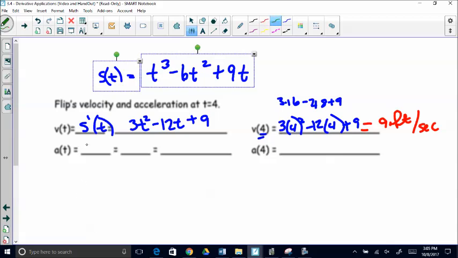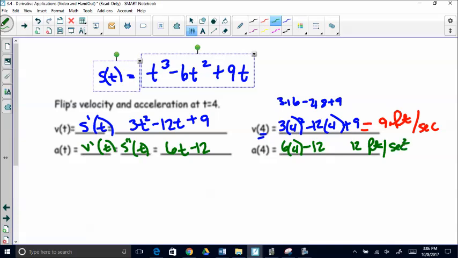Well, the acceleration function will also be easy. The acceleration is the derivative of velocity, which is the second derivative of the position. So we already know our velocity function. It's right here. If we find the derivative of that, we get 6t minus 12. And we can do this one easy. For 4, we have 6 times 4 minus 12, which gives us 12. We're doing this with respect to time, so 12 feet per second squared.